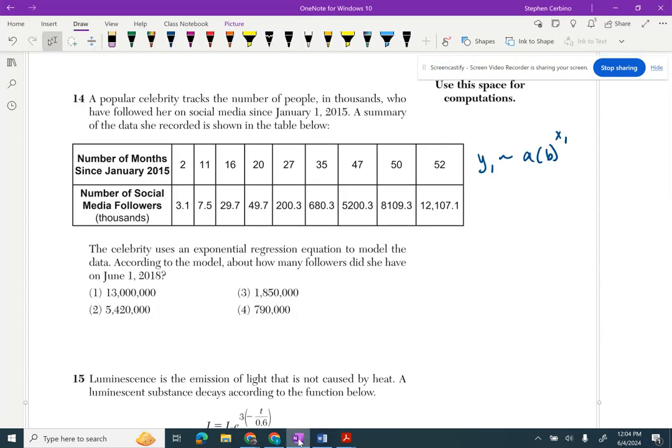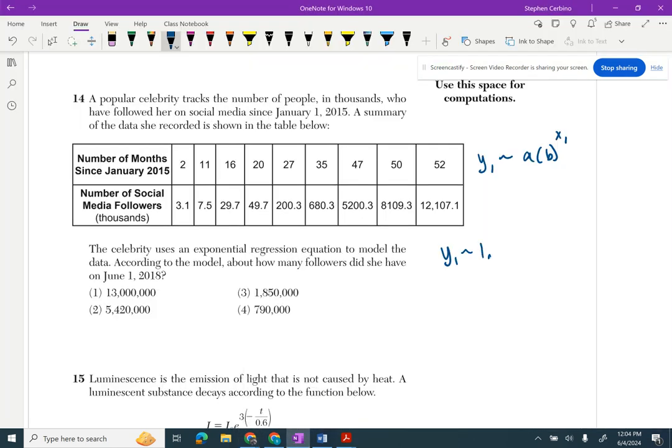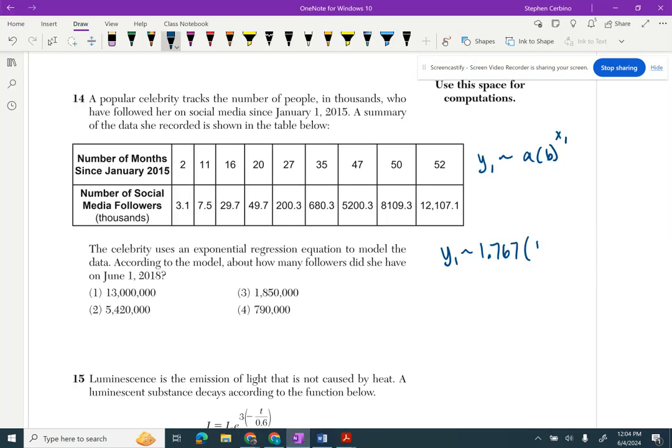So we can say our a value is approximately 1.767. Our b value is approximately 1.185. Three decimal places are usually good. Now, remembering that x represents the number of months since January of 2015, I have to determine approximately how many months it is from January 2015 to June 2018.